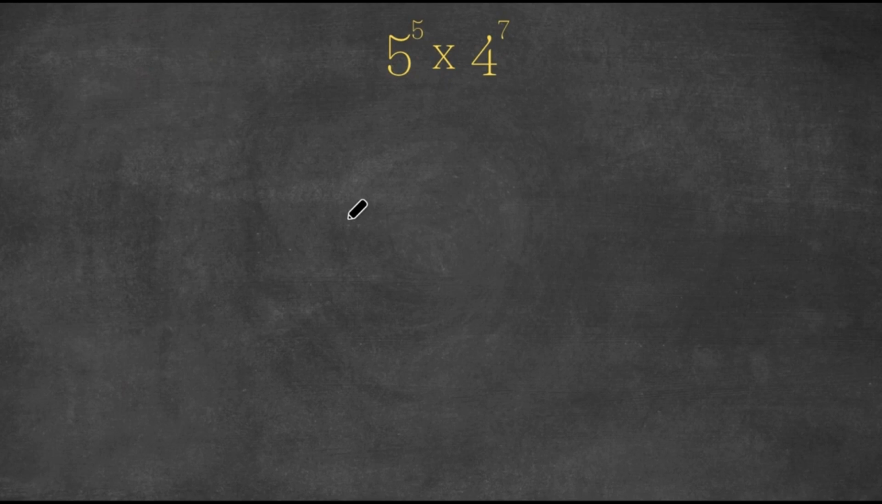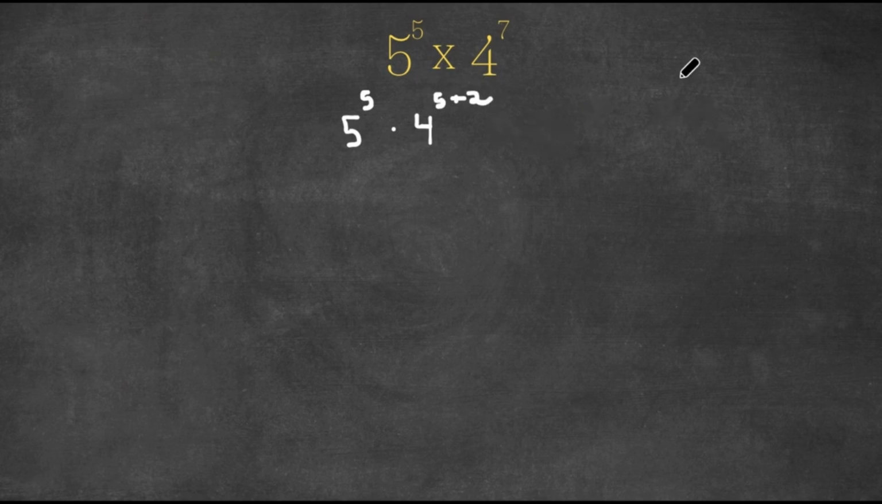In today's video, I'm going to be teaching you guys how to solve this exponential problem without a calculator. So we have 5 to the power of 5 times 4 to the power of 7. So what I'm first going to do is rewrite this as 5 to the power of 5 times 4 to the power of 5 plus 2.